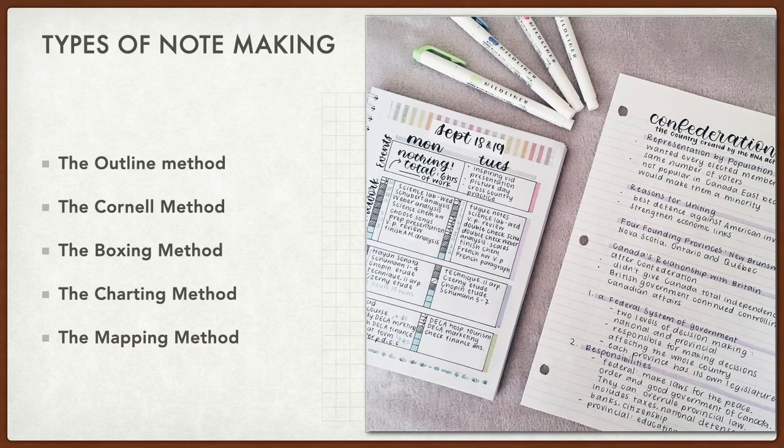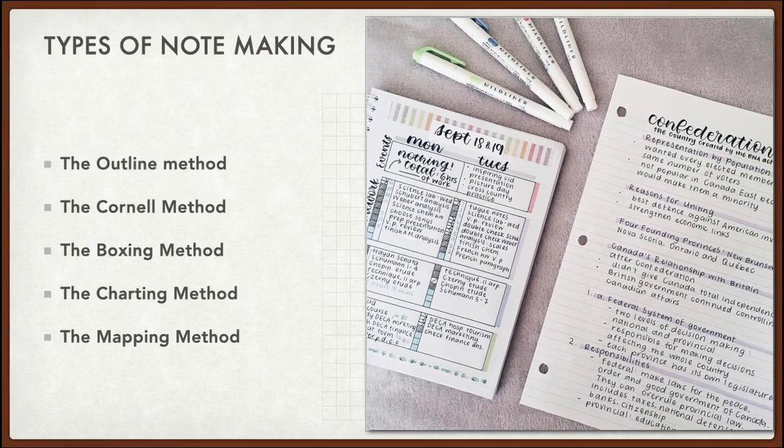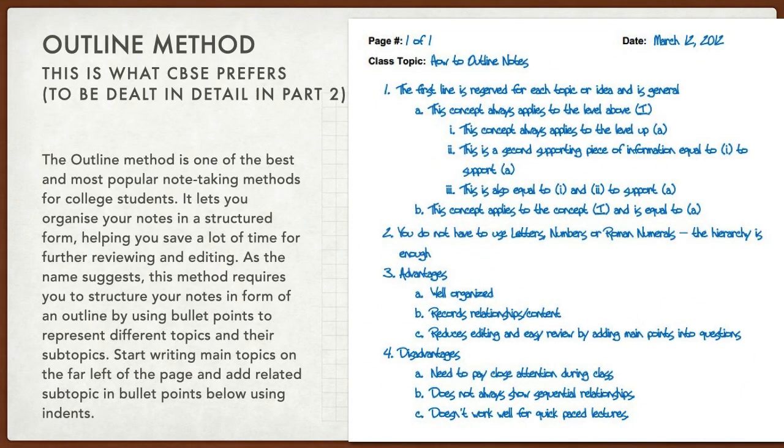There are basically 5 types of note making: the outline method, the Cornell method, the boxing method, the charting method, and the mapping method. Here, the outline method is the one that CBSE expects out of you. It is precious and the most important form for all college and school going students. It lets you organize your notes in a structured form, and helps you save a lot of time for further reviewing and editing.